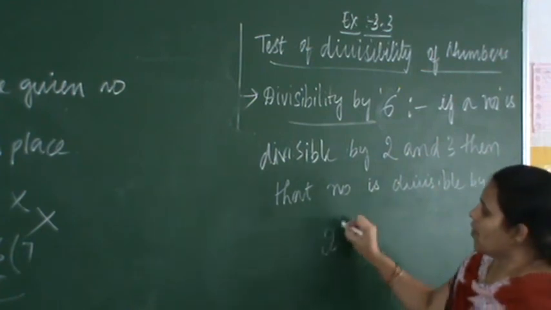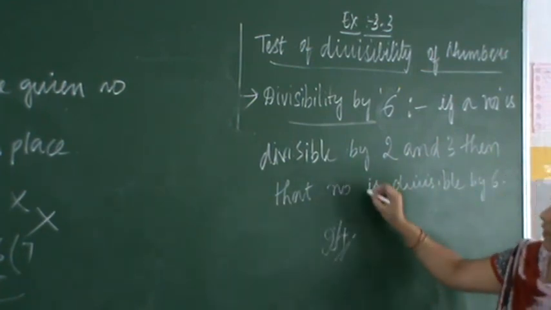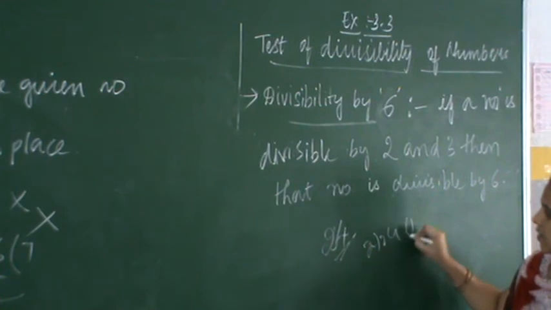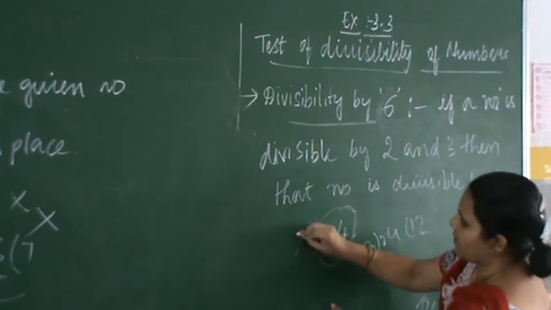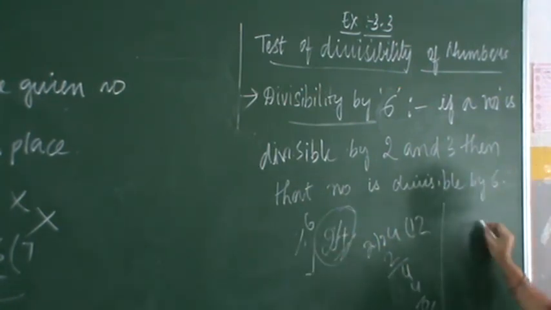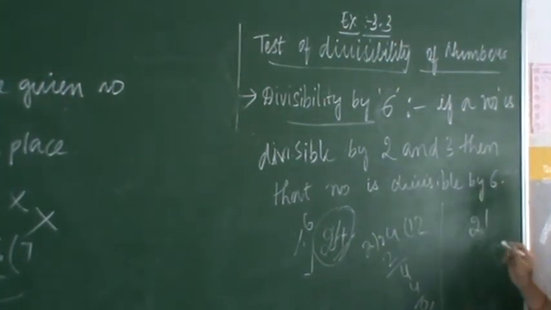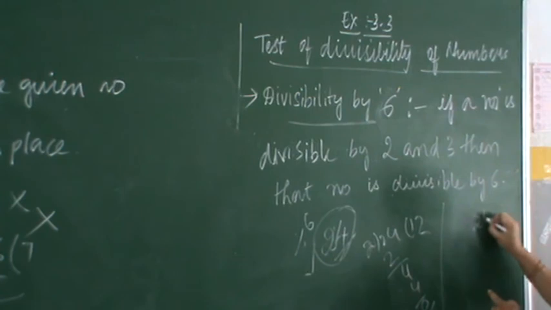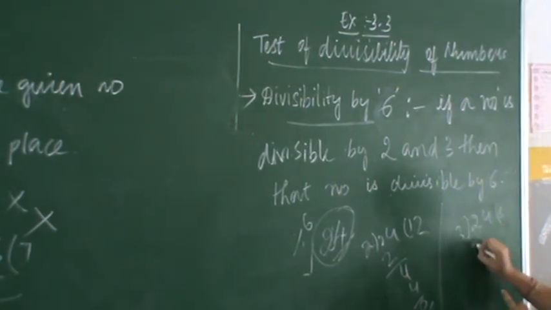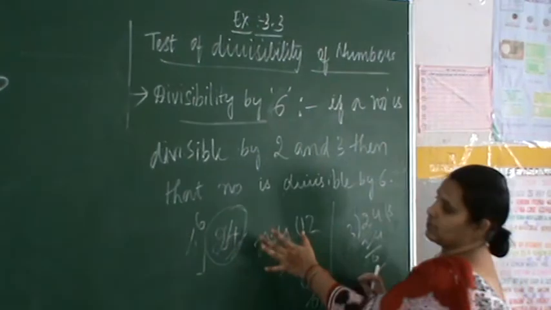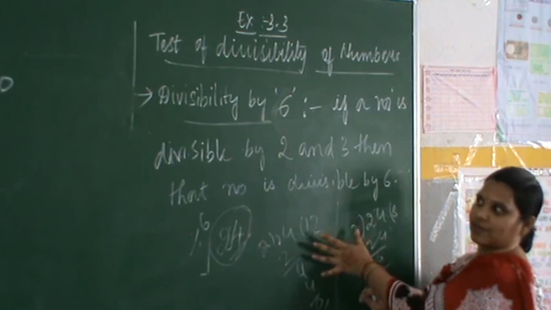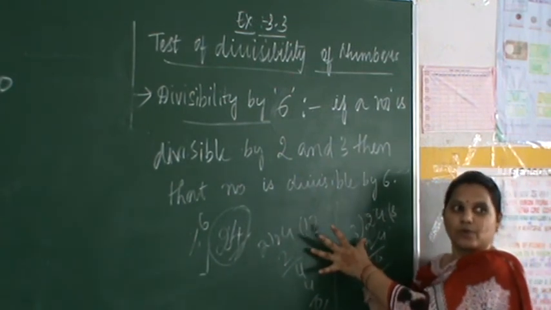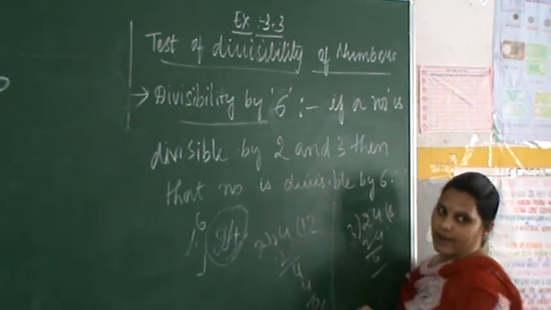For example, take 24. Is 24 divisible by 2? Yes, 24 is divisible by 2. Now see 24 with 3. Yes, 24 is divisible by 3. So 24 is divisible by both 2 and 3. As it is divisible by both 2 and 3, it is exactly divisible by 6 also.